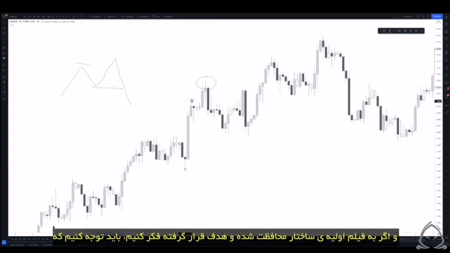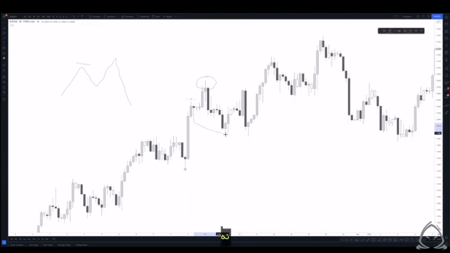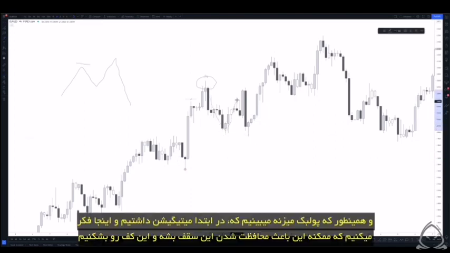But one other thing that we need to be aware of, if we think of the initial protected and targeted structure video, is: is this high successful in taking out swing structure? This isn't swing structure. This is swing structure. This is also a protected low. So is this high successful in taking out this low? No, and we can see that as we start to pull back.